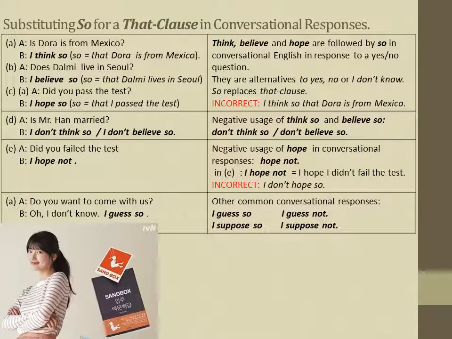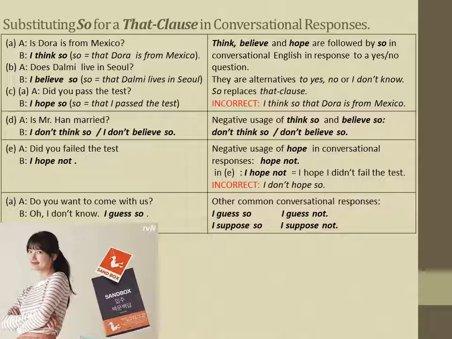Okay, how about the negative usage? The negative usage of think so and believe so will be don't think so or don't believe so. For example, is Mr. Han married? I don't think so, or I don't believe so. Negative usage of hope in conversational response is hope not. In example E: Did you fail the test? I hope not. It means I hope I didn't fail the test. Please don't say like this: I don't hope so. Just say I hope not.